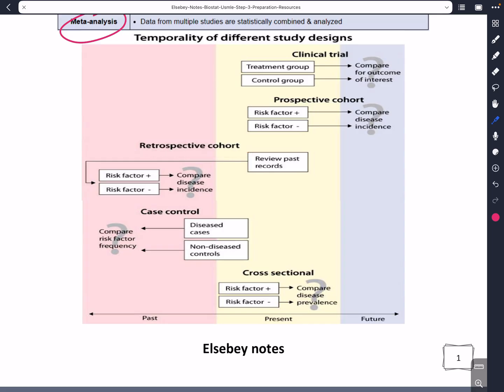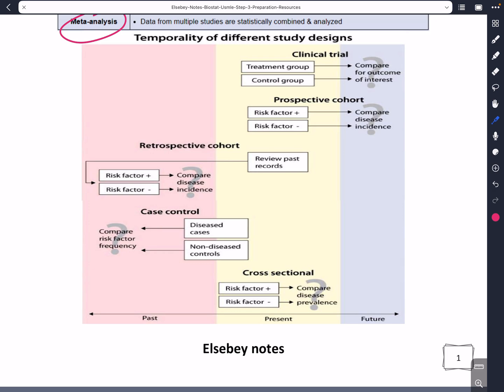So a vignette about retrospective cohort would always mention that they are looking into records from the last 10 years to look for incidents that occurred with a certain risk factor, like looking for incidents of myocardial infarction in people with risk factors such as smoking, diabetes, peripheral artery disease. So they are looking for a disease incidence back in time, that is retrospective cohort.